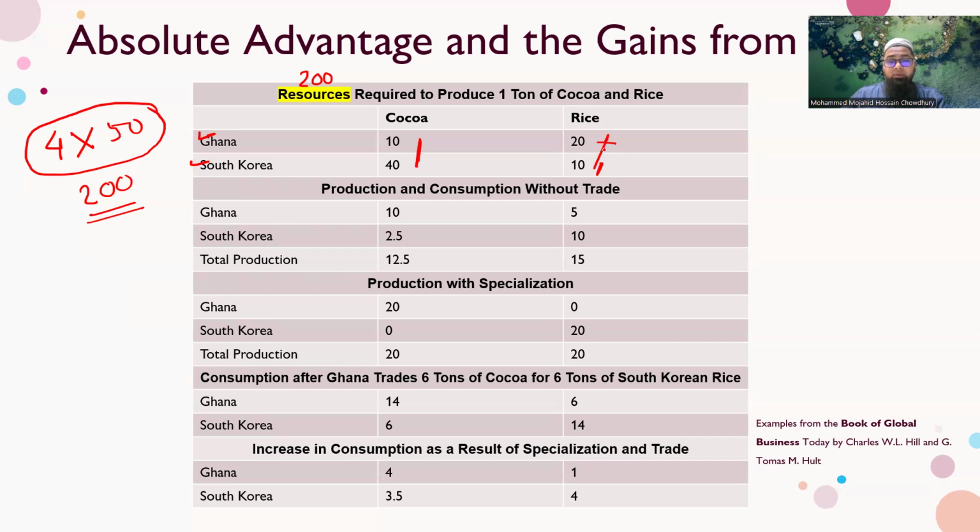So you see, it's very visible that South Korea needs higher resources to produce cocoa, meaning Ghana has the advantage in producing cocoa. On the other hand, for rice they need only 10 units, so we can say South Korea needs less in producing rice, so they have the advantage in producing rice.